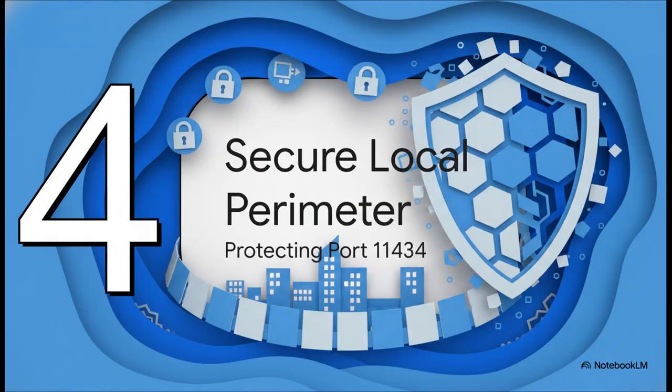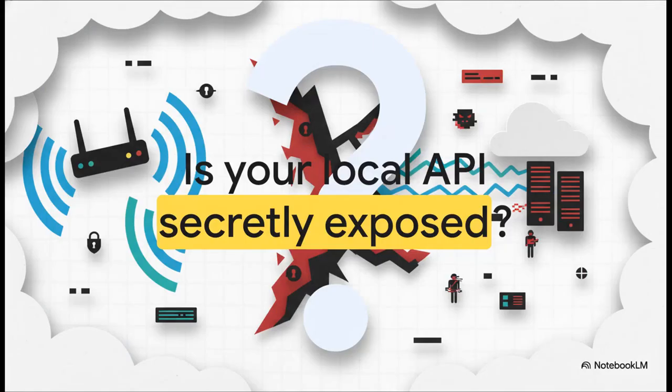Let's pivot to a really crucial topic. Section 4. Securing the local perimeter and protecting port 11434. I have to ask you a kind of terrifying question. Is your local AI actually secure? Or is your API secretly exposed to the entire internet right now?